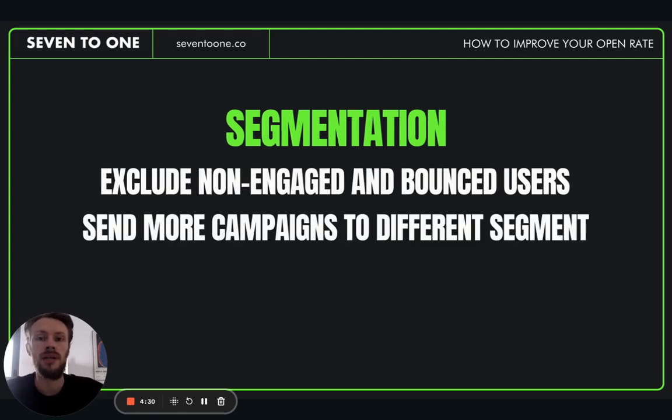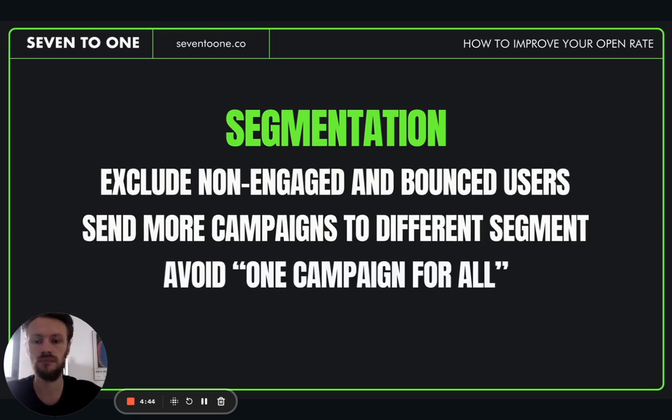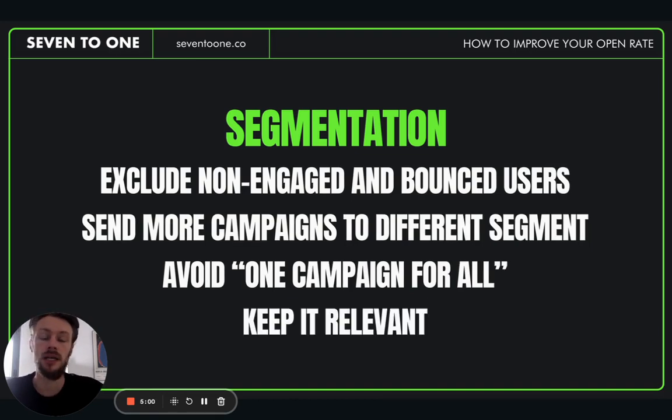I also send more campaigns to different segments. So instead of sending one big email to one big list, I usually tend to send 2 to 3 emails to 3 different segments, making it more relevant to each segment. As I just said, avoid one campaign for all. I prefer to send micro campaigns to micro segments rather than one big generic one to one big segment. Keep it relevant, right? If you're going to send more campaigns to more segments, you need to find what makes it relevant to the specific segment.